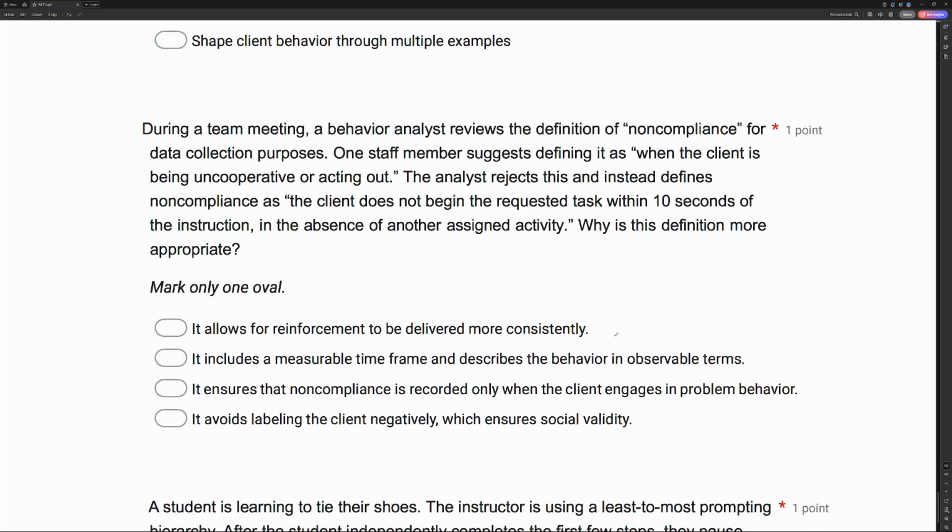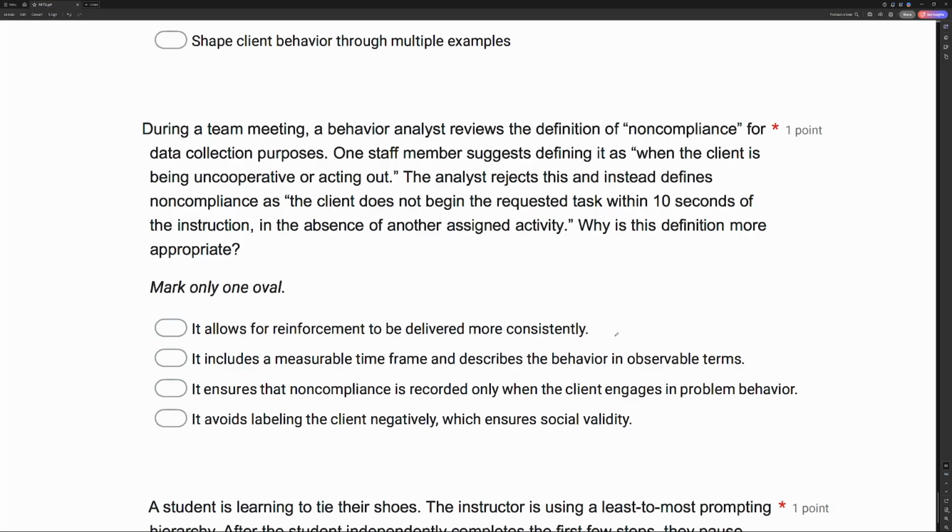During a team meeting, a behavior analyst reviews the definition of non-compliance for data collection purposes. One staff member suggests defining it as when the client is being uncooperative or acting out. The analyst rejects this and instead defines non-compliance as the client does not begin the requested task within 10 seconds of the instruction in the absence of another assigned activity. Why is this definition more appropriate?